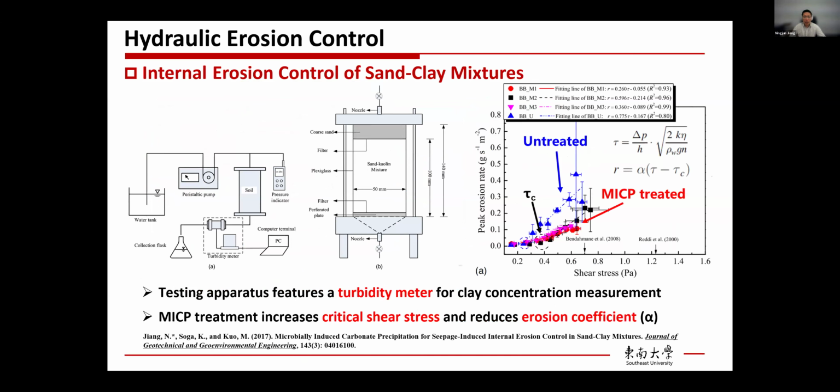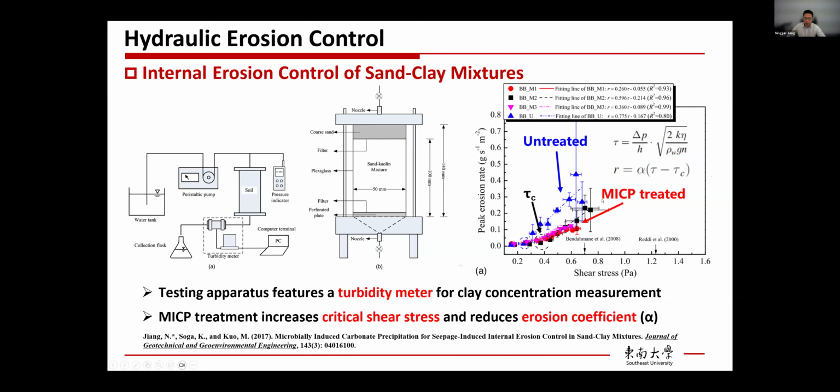The second part, I moved to the sand clay mixtures. Sand is granular soil, clay is fine soil, so it's a fine-granular soil mixture. In order to investigate the sand clay mixture, firstly, I developed another testing apparatus which features a turbidity meter. The turbidity meter here is used for the clay concentration measurement, and the erosion rate is obtained based on the data from the turbidity meter.